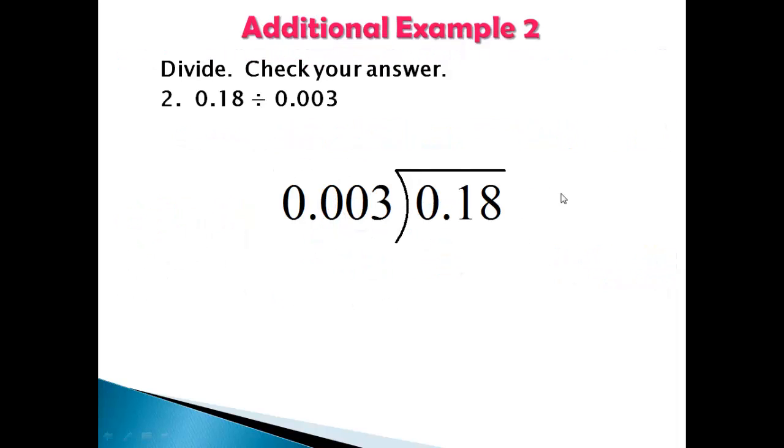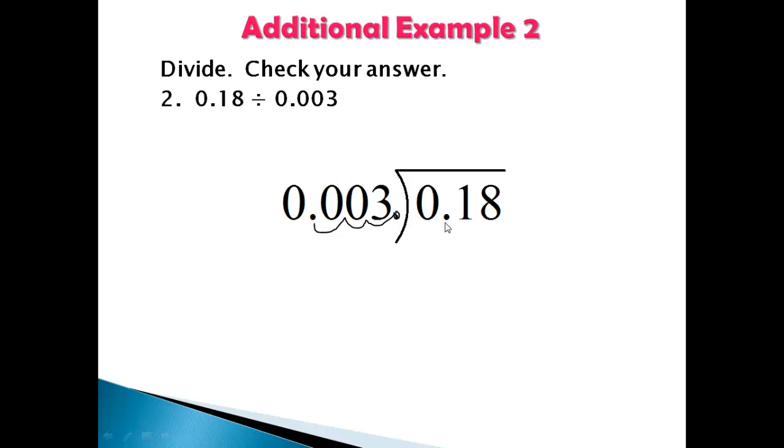Now we have an additional example. You can pause the video and try it on your own, or you may follow along. We're going to divide and check our answer. So for number 2, we have 18 hundredths divided by 3 thousandths. The first thing we need to do is make 3 thousandths a whole number. In order to do this, we're going to multiply it by 1,000, which means we move our decimal 3 places. 1, 2, 3.